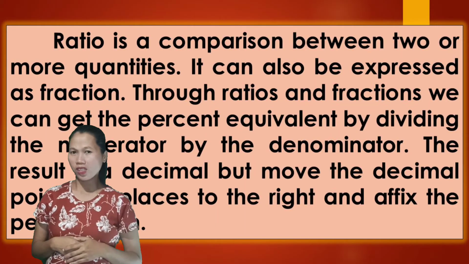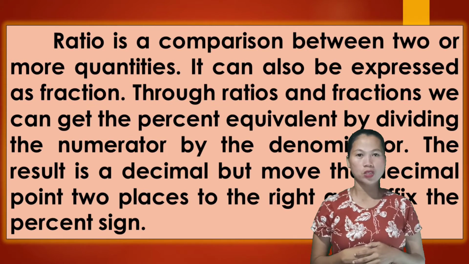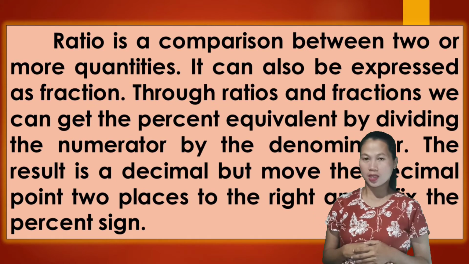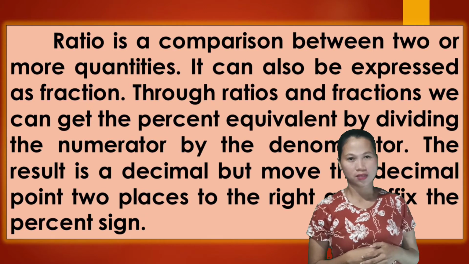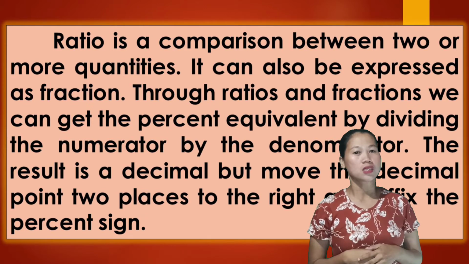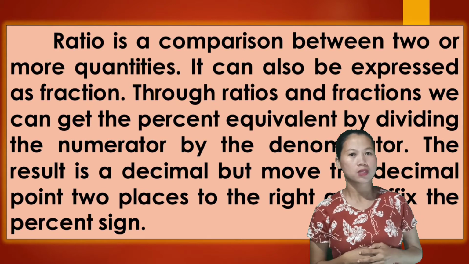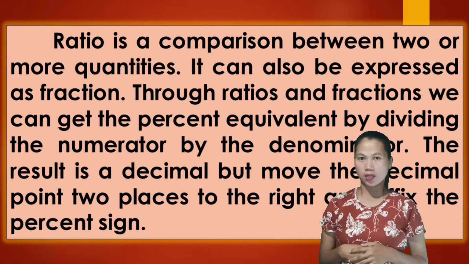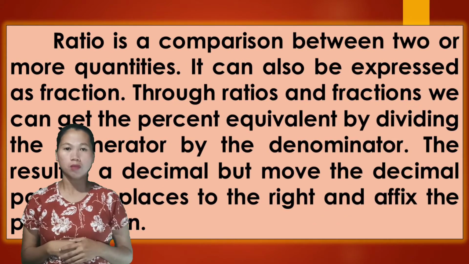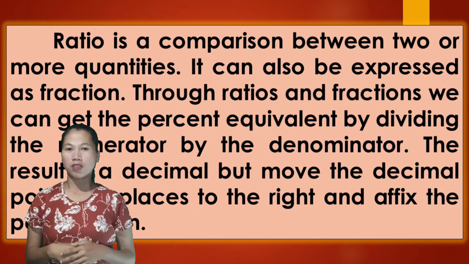What is ratio? Ratio is a comparison between two or more quantities. It can also be expressed as a fraction. Through ratios and fractions, we can get the percent equivalent by dividing the numerator by the denominator. The result is a decimal, but move the decimal point 2 places to the right and affix the percent sign.